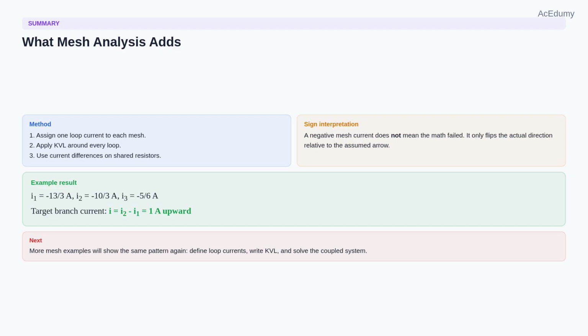A negative mesh current is not a mistake. It only means the true current direction is opposite to the arrow you started with. In the next lesson, we will continue with more mesh analysis examples.